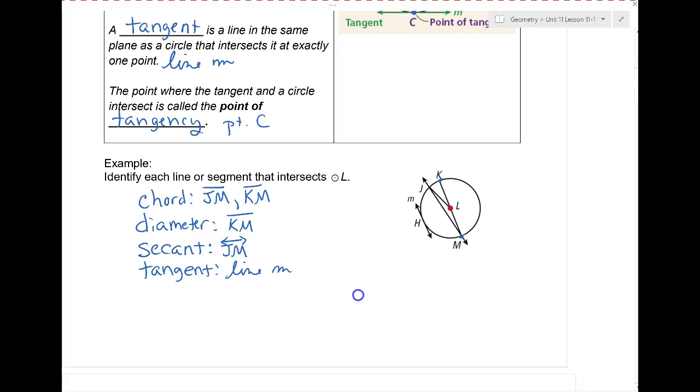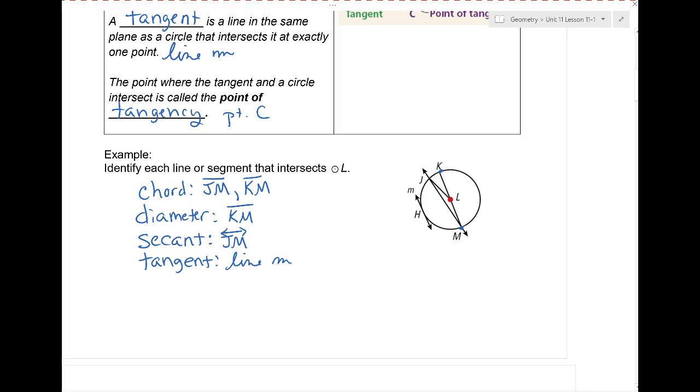Now, there's a couple other things that are still intersecting the circle that we haven't talked about yet. We already should know these. How about the radii of the circle? Do they intersect the circle at one point? Yeah, so what are the radii of the circle? I heard it, segment JL. What other segments? Yeah, segment KL. What other one? Segment ML. All of those are things that you should be able to identify from circle L.